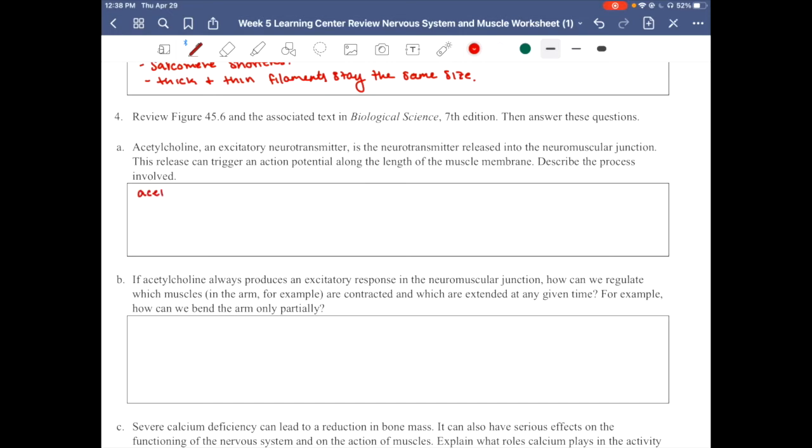So acetylcholine triggers an action potential, and this action potential travels into the T tubules, and that will cause the release of calcium.